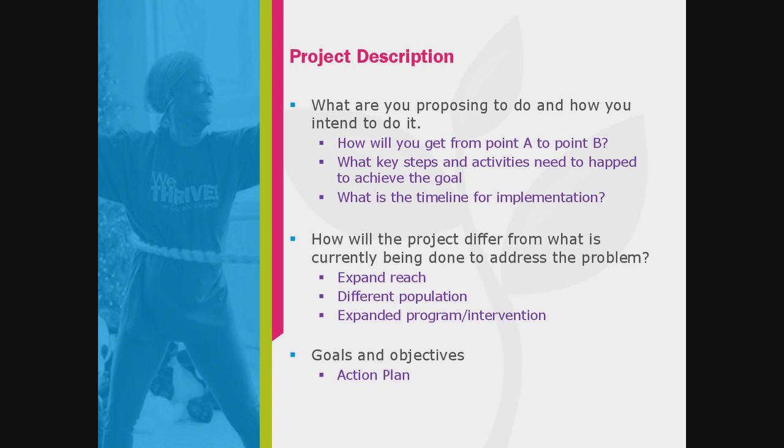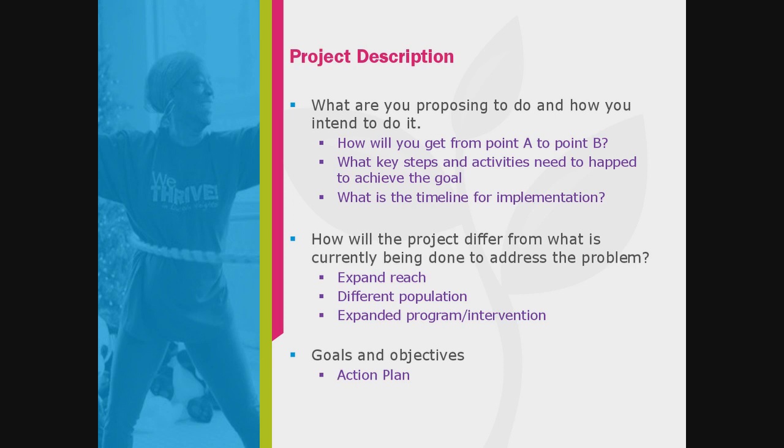So maybe you are expanding the reach of the program, you're reaching a different population than other activities or programs or initiatives, or you're looking to expand the program or intervention that you're implementing within that priority population. It'll often have goals and objectives, and that's where the action plan can be helpful. Go back to the guidelines of the grant application and see what format for the action plan they want. Often they have very specific formats for the goals and objectives.